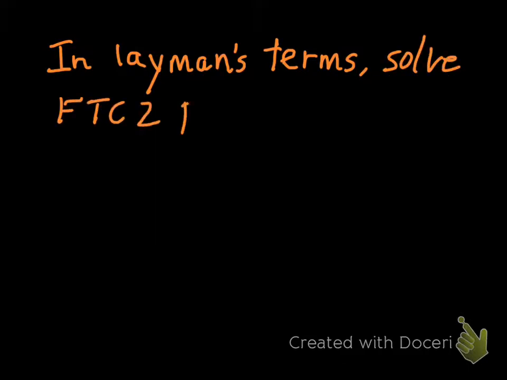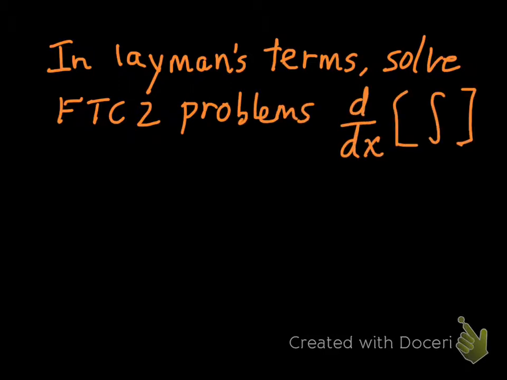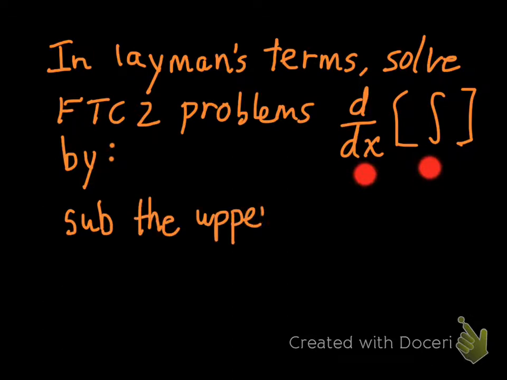So in layman's terms here, how do I execute FTC2? Solve an FTC2 problem, which is taking the derivative of an integral, knowing that those two undo each other, by substituting the upper limit in for the variable t.